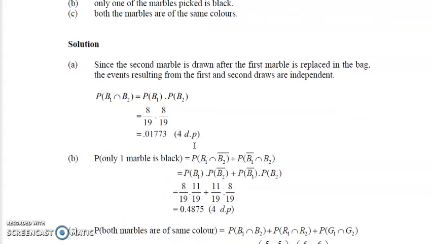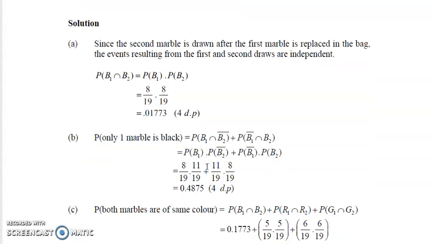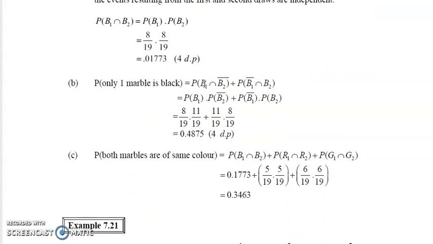And the second question asks, only one of the marbles picked is black. So you can see black, we are having 8, right? So, we'll be having either the first ball is black, and the rest, it doesn't matter what ball. Add to that, the first ball of any color, multiplied with the second ball is black. So you can have this one. I'm going to continue in the next video.